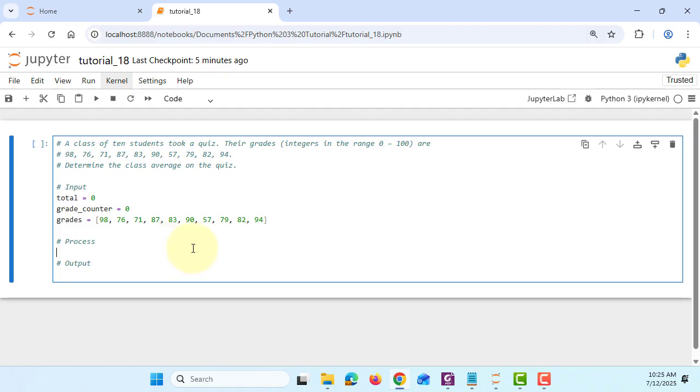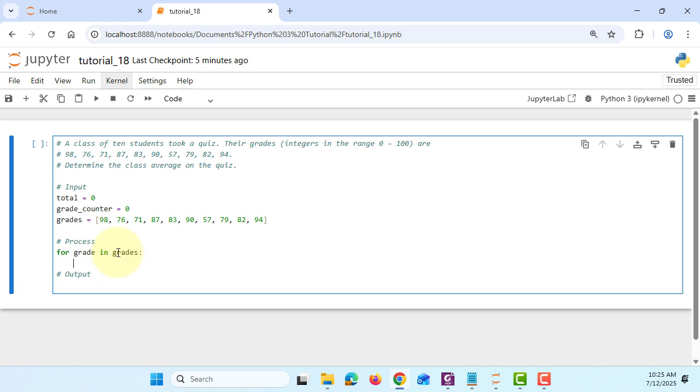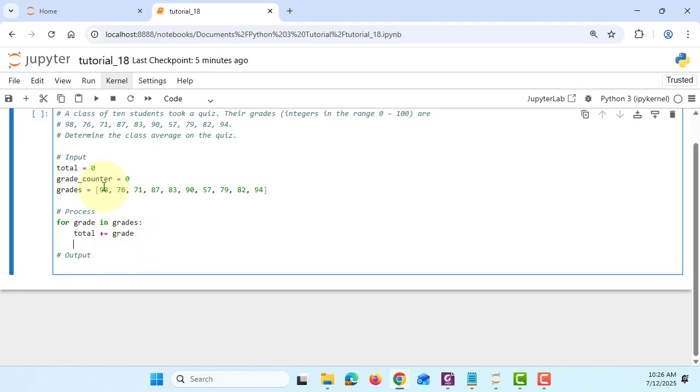The process is straightforward. For grade, it means I'm going to take only one out of the grades. So we say for grade in grades, colon, don't forget. And if you remember the augmented operator, it takes one at a time. So first we're going to take 98 and then save it to total. Then move to 76 and then save it to total. So 98 plus 76 will be total. We continue until we reach the last one. Okay.